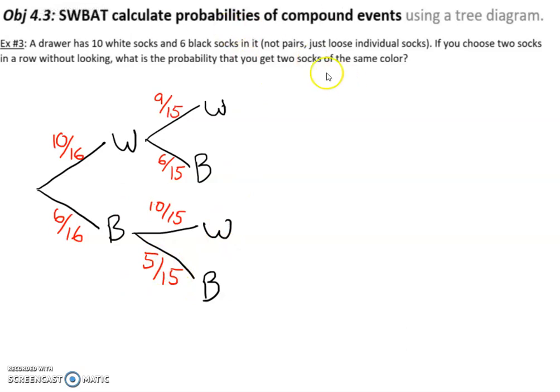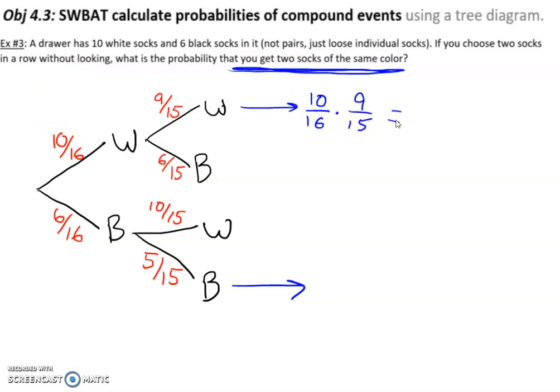Now, the question here is, what's the probability you get 2 socks of the same color? Well, that's either white, white, or black, black. So white, white would be 10 sixteenths times 9 fifteenths. When I multiply that together, it comes out to 0.375. And then black, black would be 6 sixteenths times 5 fifteenths.